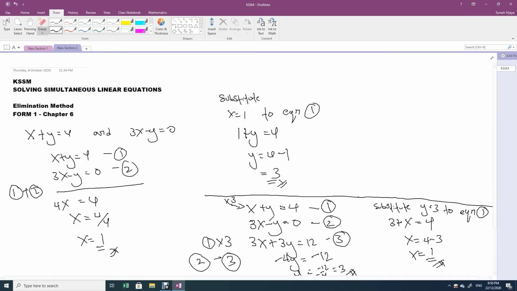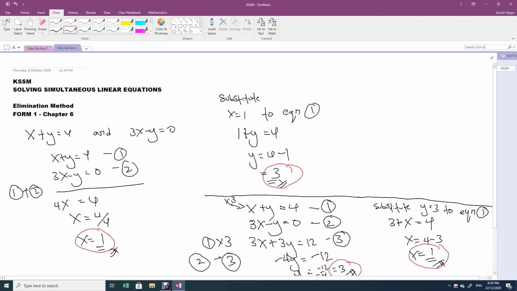From here you can see that y is same, and the x is same. It's up to you how you want to do the elimination. As long as you follow the rule correctly, you will get the same answer. You can either eliminate y or you can eliminate x.